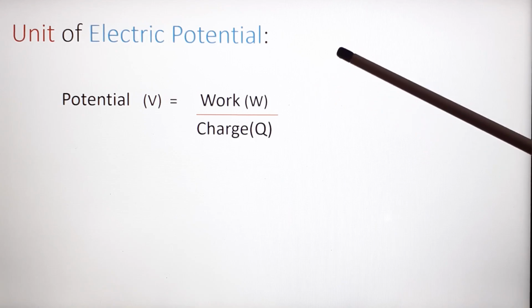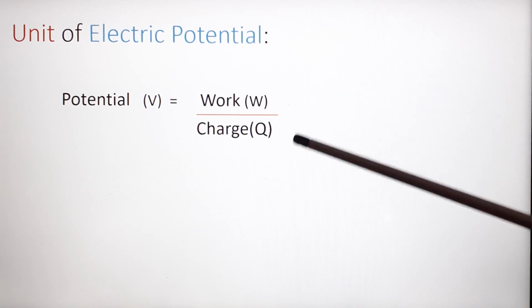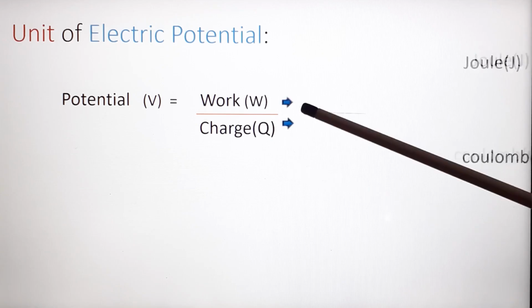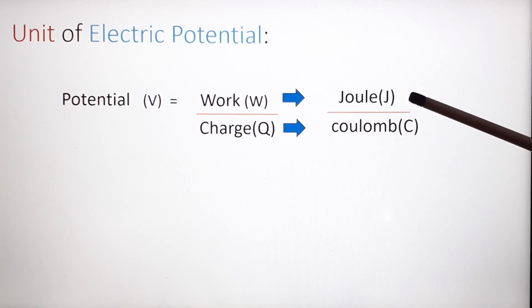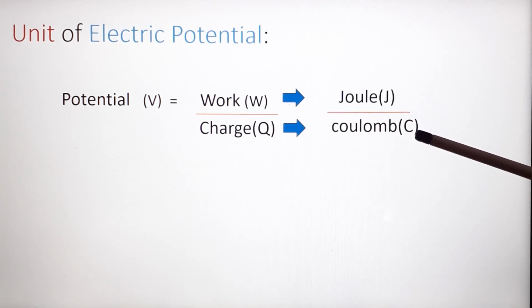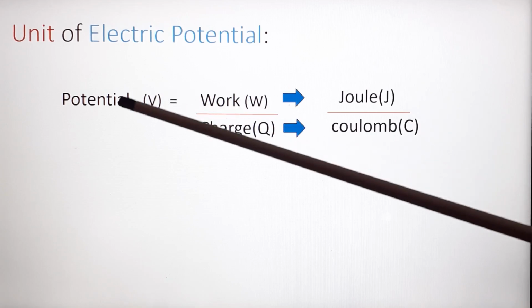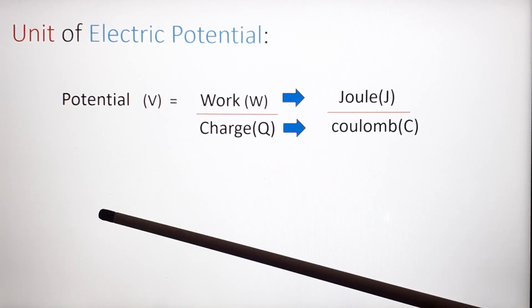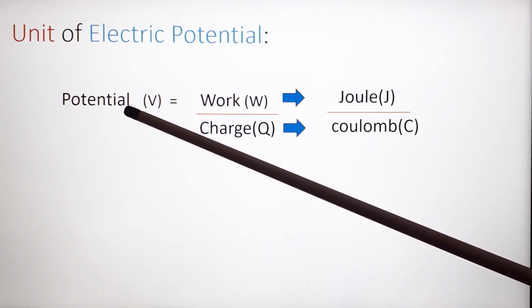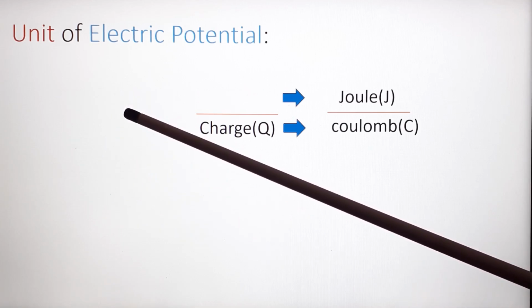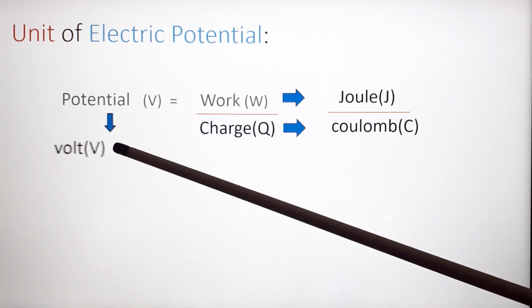Now let's give a unit to electric potential. So looking at the formula, we will give the unit. Work is measured in joule. Charge is measured in coulomb. So joule per coulomb is the unit of potential. But scientist Alessandro Volta did a lot of inventions in this field. So in honor of that scientist, potential is given the unit volt.